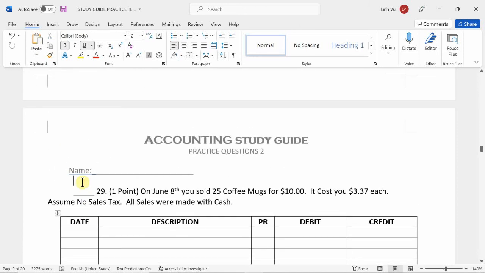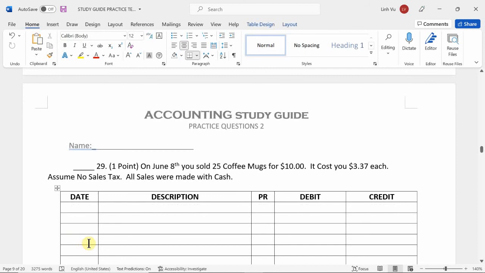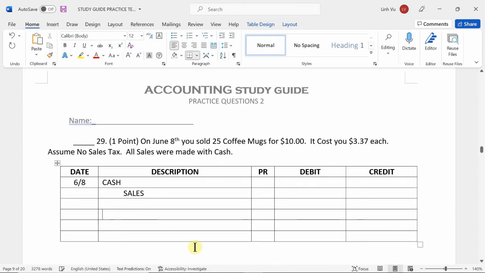This time on June 8th, you sold 25 coffee mugs for $10 each. If it cost you $3.37 each, assume there's no sales tax. All sales were made with cash. So how are we going to journalize this? Sales tax payable? In this case, there's no sales tax. Sorry. No worries.